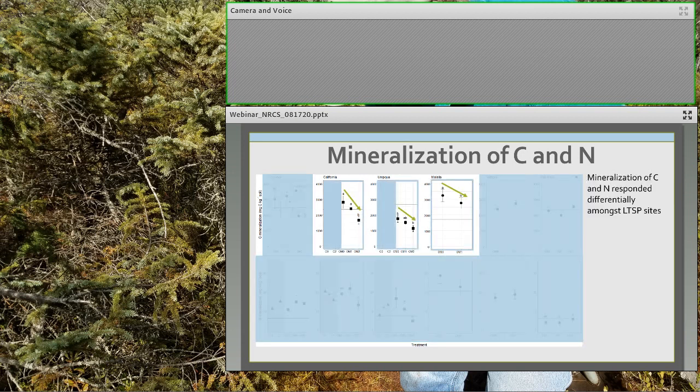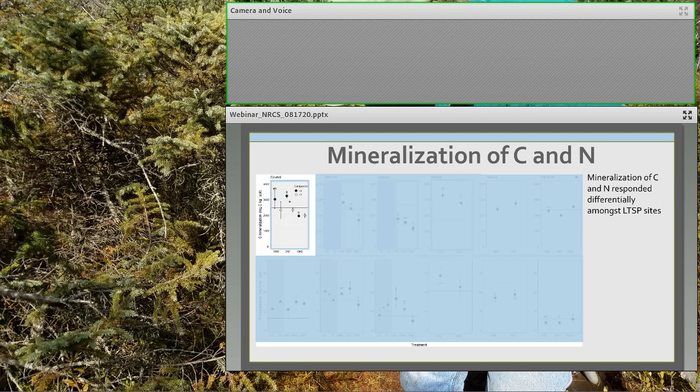For C mineralization, we saw a significant effect of organic matter removal at California, Umpqua, and Molalla, where C mineralization tended to decrease with increasing organic matter removal. We again saw an interaction effect at Council, where varying levels of organic matter removal responded differently depending upon the compaction level.